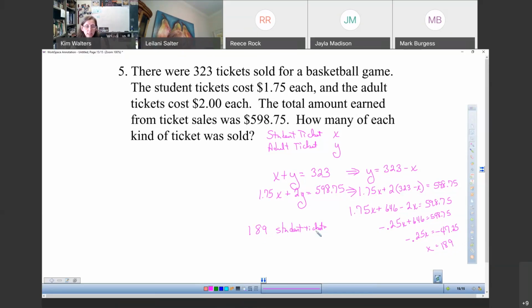The question is, how many adult tickets were sold? Somebody tell me how many adult tickets were sold. Yes, 134. Just saw it pop up over there. Excellent. Yay, several people got it. Fabulous. And we get that by subtracting from 323.